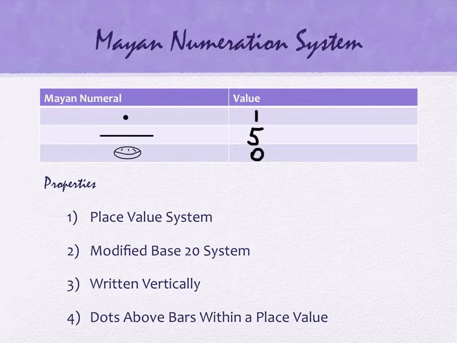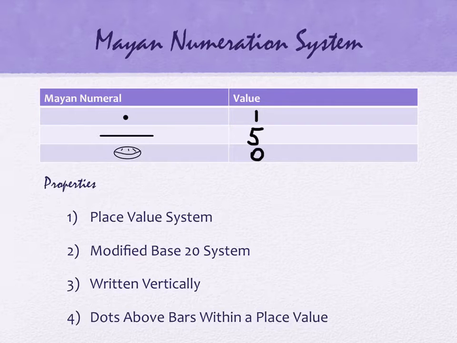A few facts about their system. They do have a place value system. It is a modified base 20 system. So what do I mean by modified? Well, it's not really like 1 times and then 20 and then 20 squared and 20 cubed. They do something a little bit funky in it. I'll show you in a second.